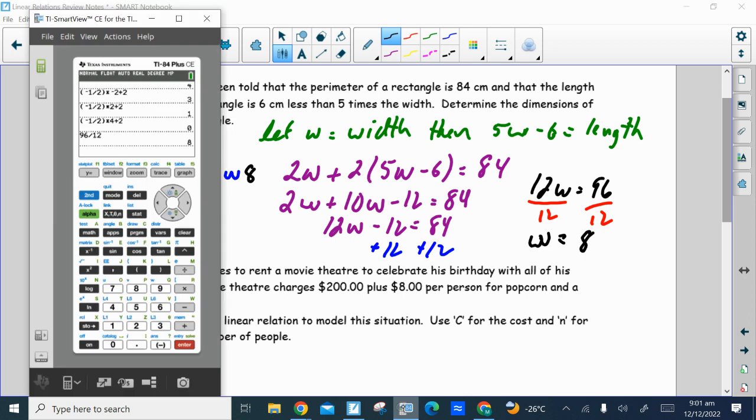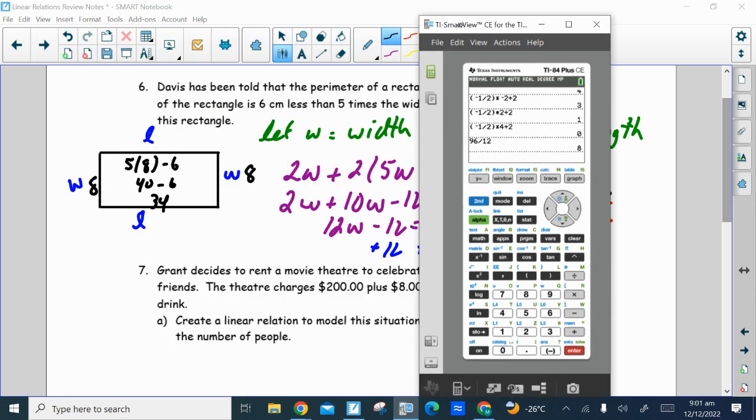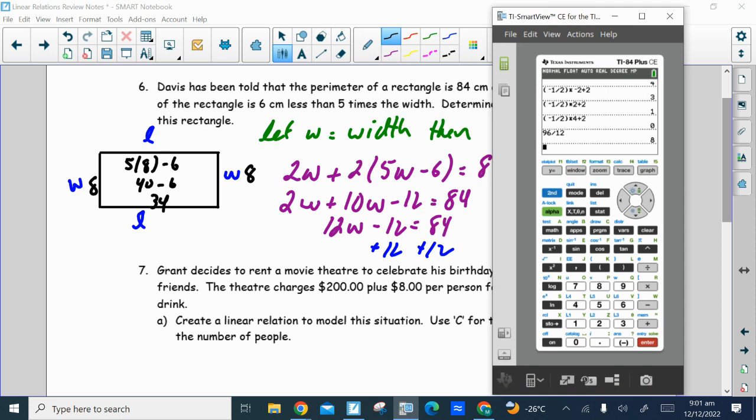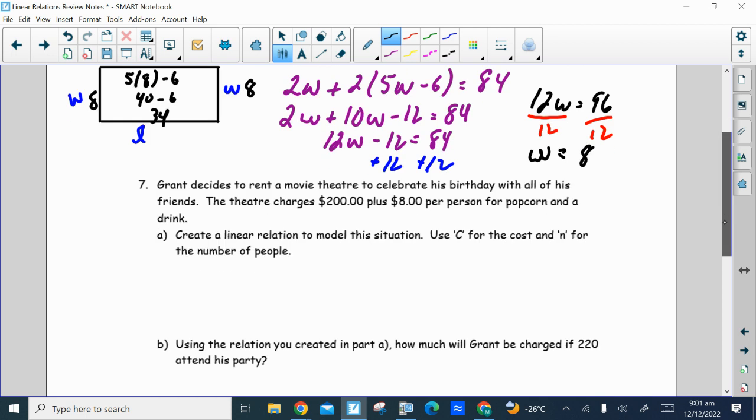And we could check that with the 2 criteria that we're given. The first being that the total perimeter is 84. So if I go 34 plus 8 plus 34 plus 8, I get the right perimeter. Also, the fact that the length is 6 less than 5 times the width. The width is 8. 5 times that is 40. Take away 6 is 34. So that's the right number for the length.